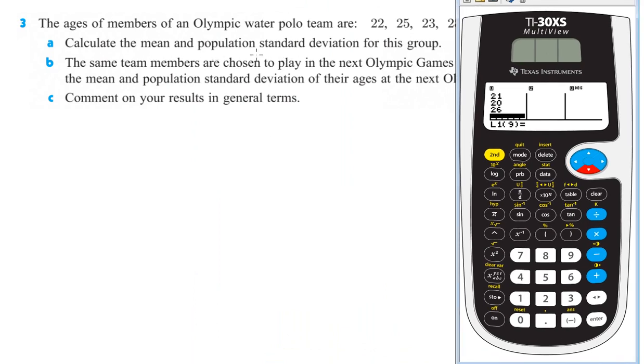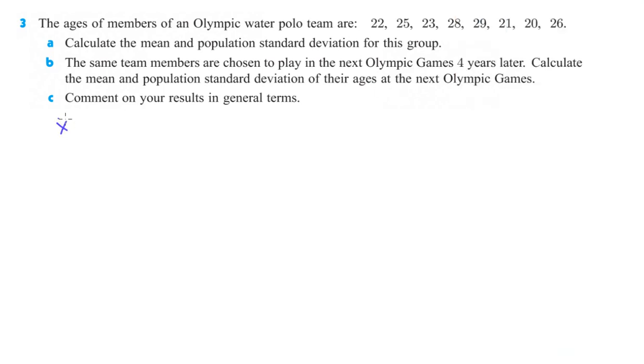mean and standard deviation. Okay, so second data, stats. Sorry, first, got to go back to list 1. Frequency is 1. Calculate. Here we go. The mean is going to be the x with the bar over the top, 24.25. So 24.25 is our mean.